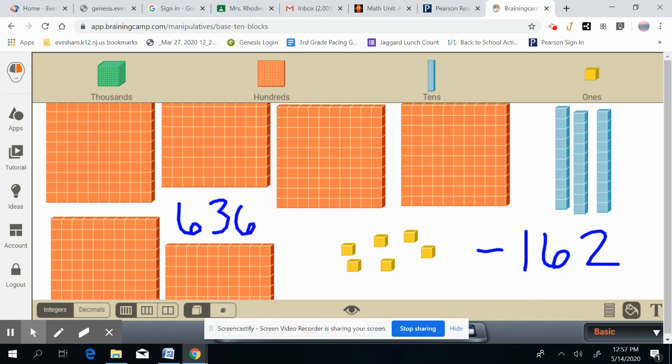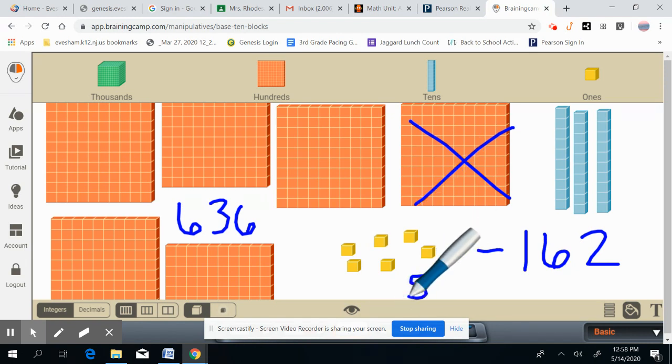Okay, and so I'm going to look at my hundreds and I'm going to subtract 600 minus 100. So what do I have to do? Take away 100. How many hundreds are left? 1, 2, 3, count them up, 4, 5.